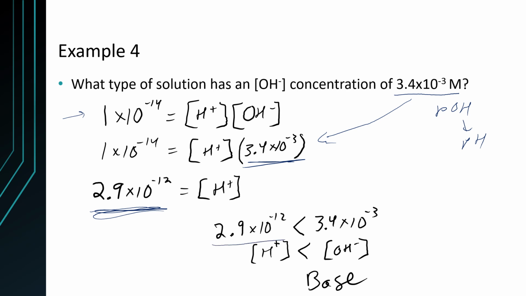2.9 times 10 to the negative 12 is much smaller than 3.4 times 10 to the negative 3 because it has that more negative exponent. So because the hydrogens are much, much smaller than the hydroxides, I know that this solution must be a base. More hydroxides, more basic. If I had more hydrogens, it'd be an acid. If they're equal, it'd be neutral. So that is another way that you might approach these classification questions.